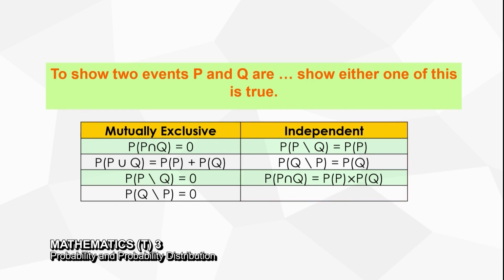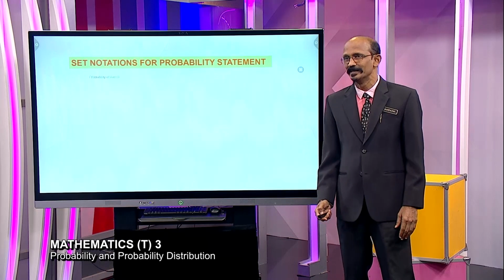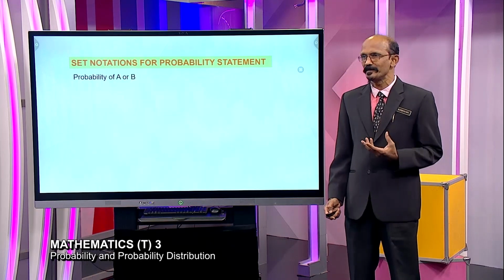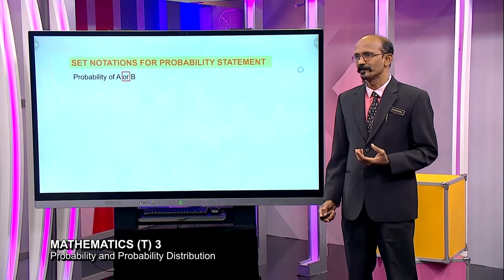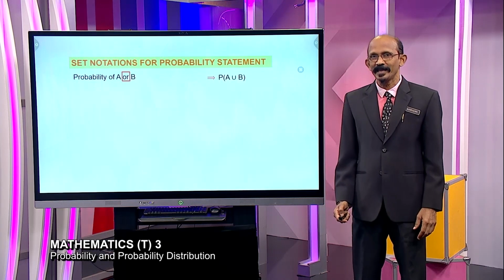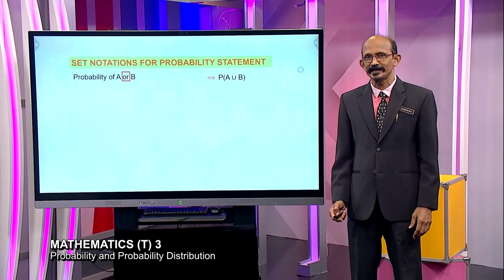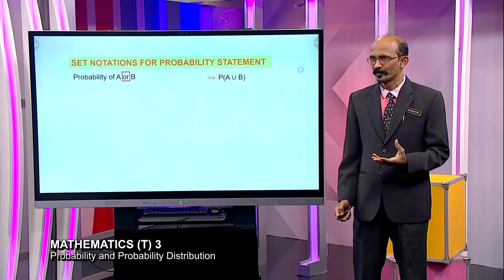But once we come to the next part, set notation for probability statements, of course, students show very big weakness. Sean, this one, of course, most of the students cannot do. So let us see some of the main terminology. Let's say probability of A or B. This one is indicated by A union B. So the set notation we use here is union, which stands for OR.